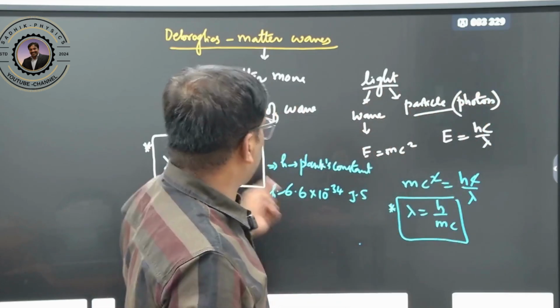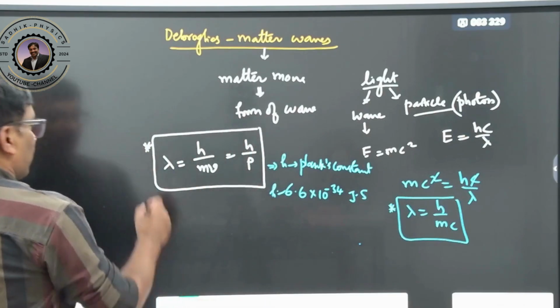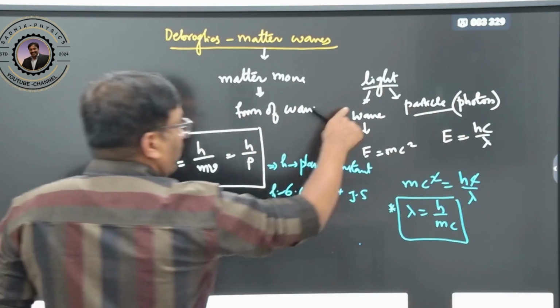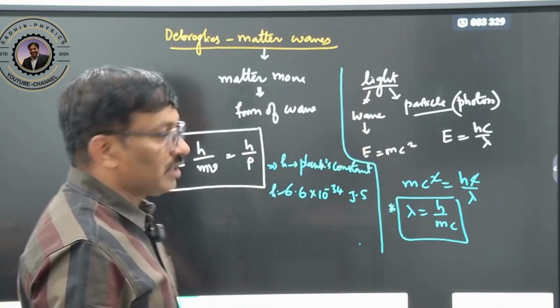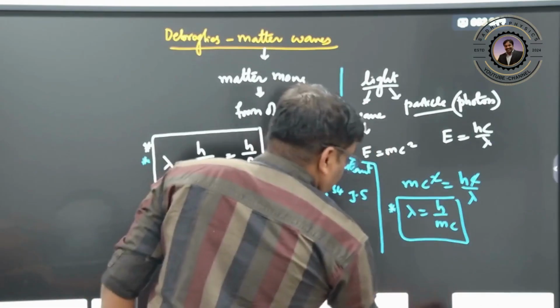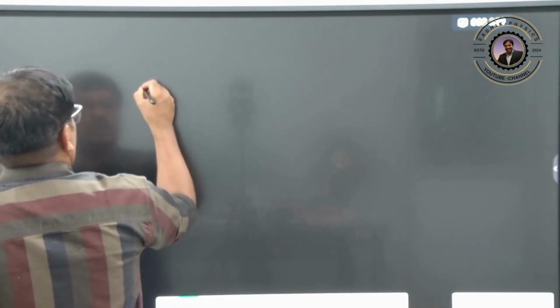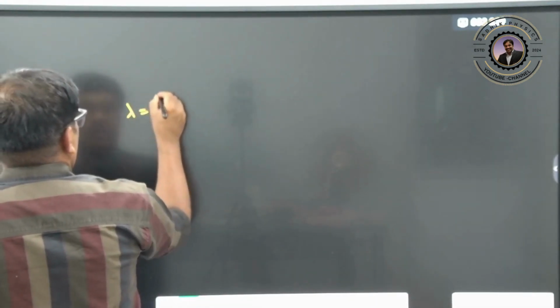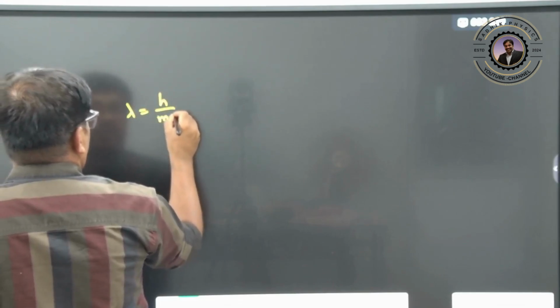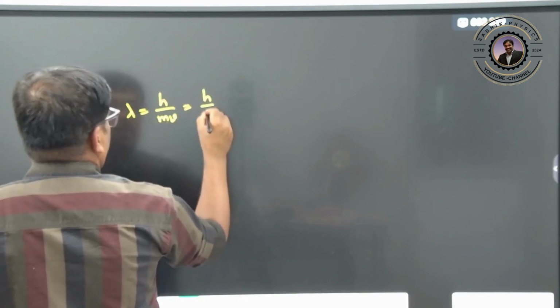So in this way, de Broglie gave the relation between the wave and the particle nature by this equation. Clear? Now let us see this equation. So lambda is equal to h by mv, which is h by p.